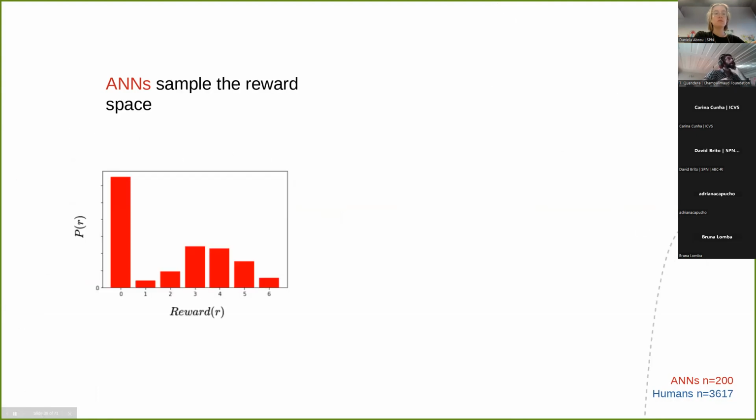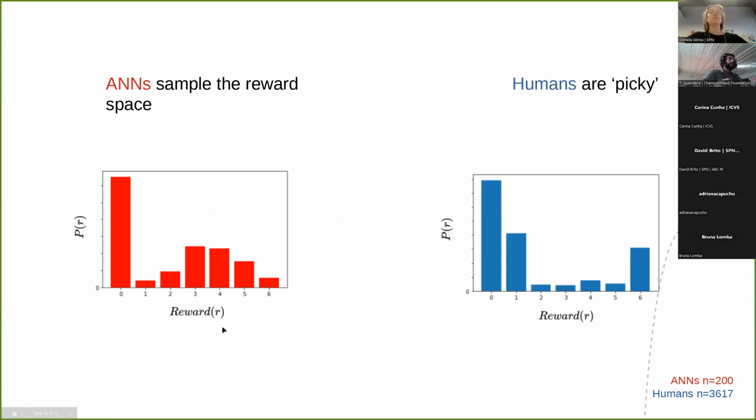If we look at how the reward space is sampled, meaning how many rewards of which value our agents collect, you can see that our artificial neural networks seem to explore this space quite broadly, whereas humans seem to be very picky at it. We seem to over-explore rewards of value 1 and rewards of value 6, meaning that the intermediately valued rewards seem to be a bit more irrelevant.